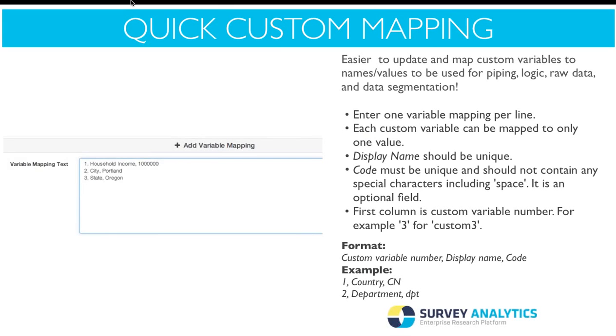The first column is always for the custom variable number, and then the next one would be the display name or the description that you want to give that custom variable. So you can see on the left side here, I've got custom variable 123 with household income, city, and state. And so that's how we've broken that down. So all you need to do is copy and paste the CSV file directly inside here, and that should really help with saving a lot of time. And again, you have up to 255 variables to use.